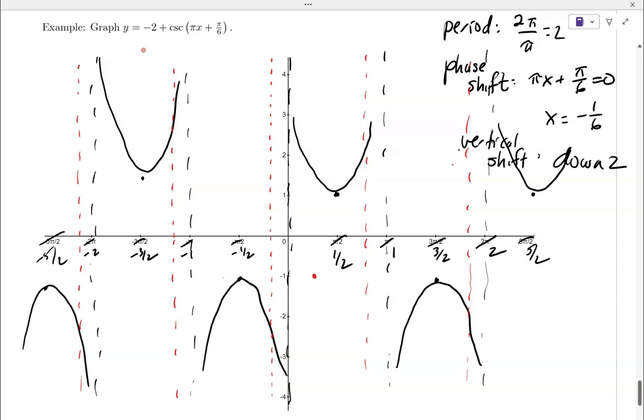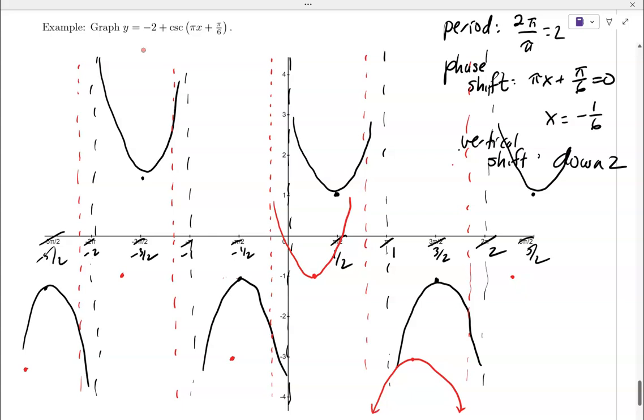This one is over a little bit and down at -3. Over a little bit and down at -1 again. This will be down at -3 and over a little bit. Over a little bit and down to -3. Over a little bit and down to -1. So we get the same shape, just moved over and down.